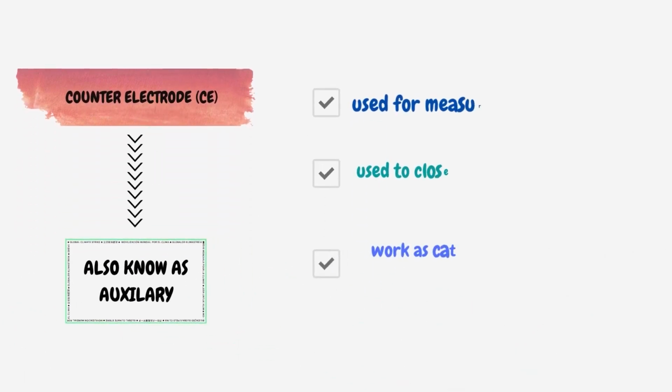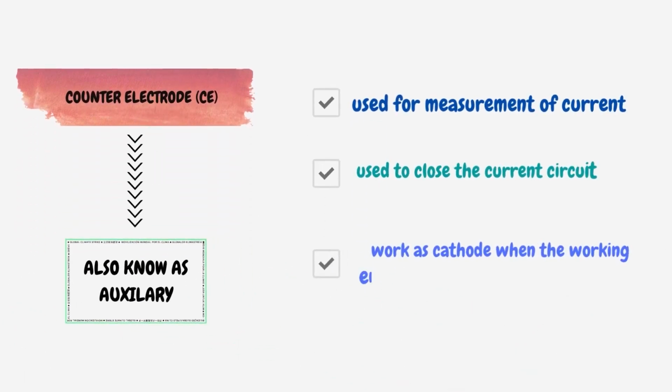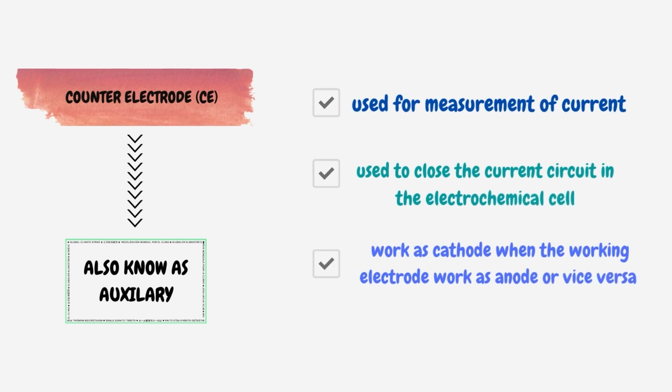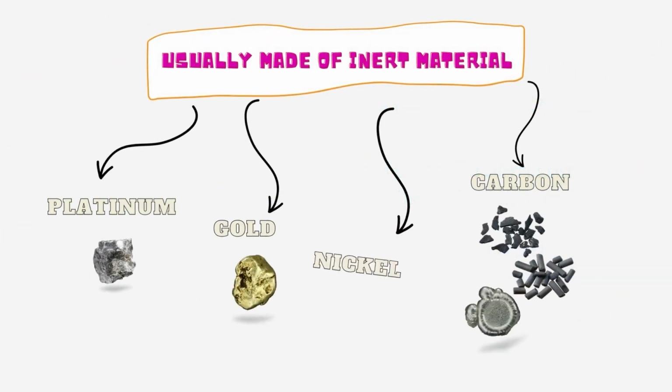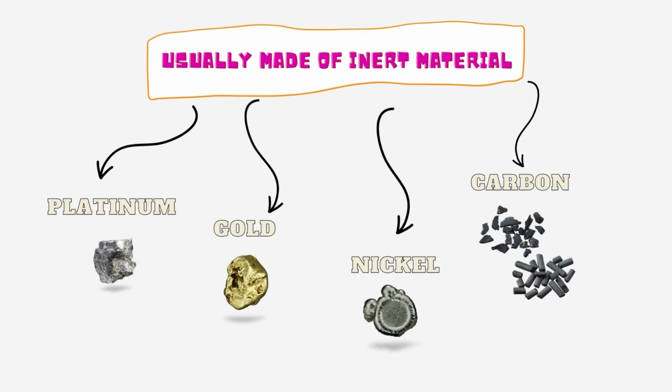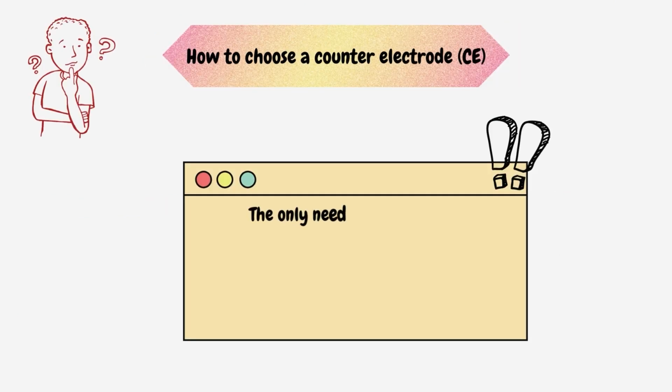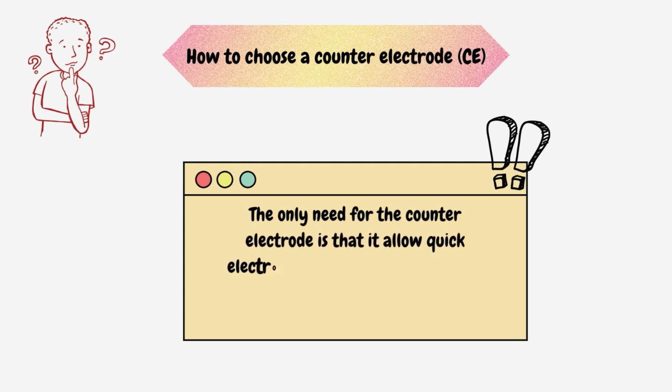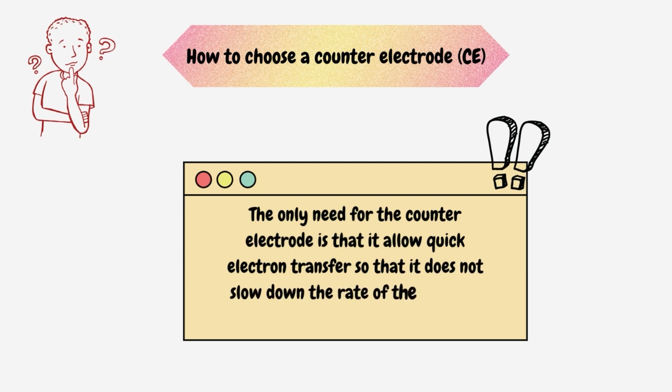Counter electrode is used for measurement of current, used to close the current circuit in the electrochemical cell, and also works as a cathode when the WE works as anode or vice versa. Counter electrode is usually made of inert material such as platinum, gold, carbon, and nickel. Simply, we don't want the counter electrode to interfere with our reaction under consideration. The only criterion for the counter electrode is that it should allow fast electron transfer so that it does not limit the rate of the reaction taking place at the working electrode.